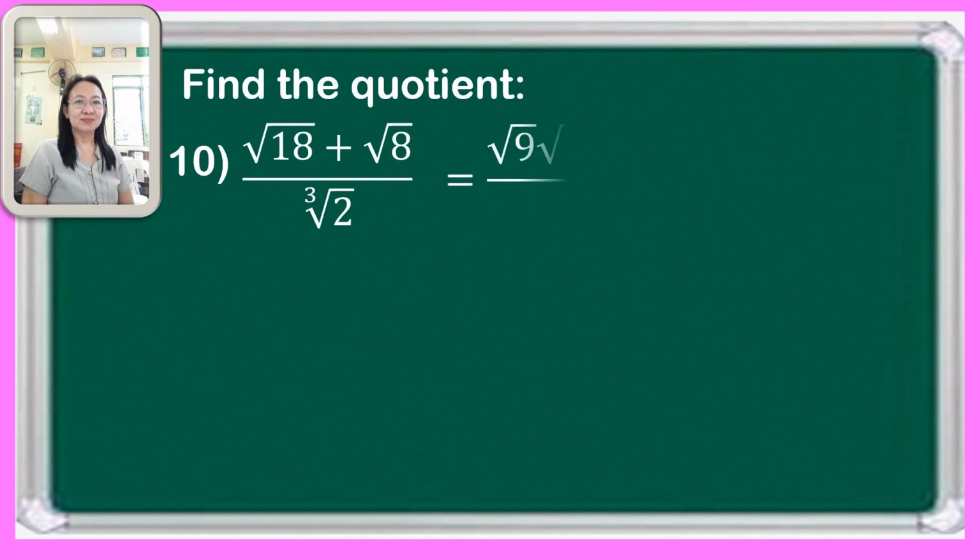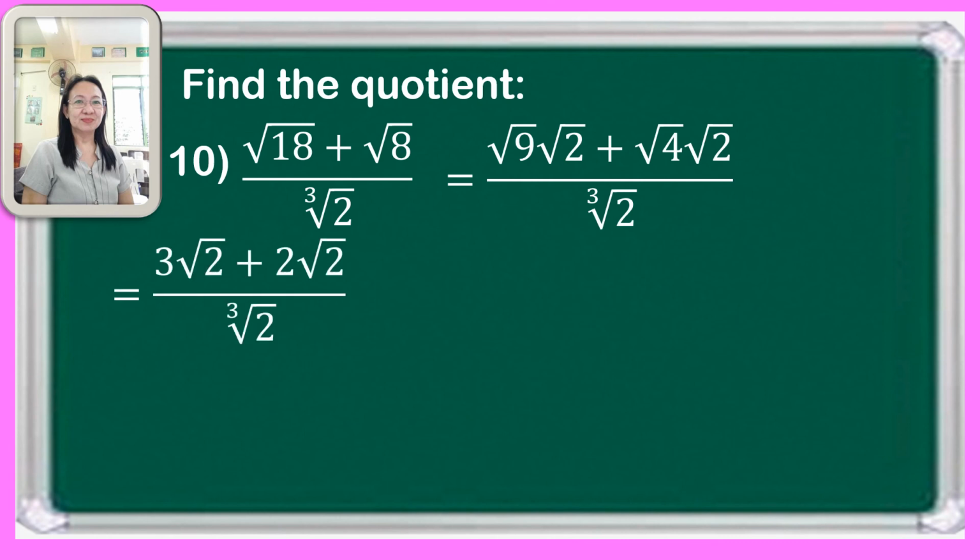Let us simplify the numerator. We have the square root of 18 factored into the square root of 9 times the square root of 2. And the square root of 8 is factored into the square root of 4 times the square root of 2. So getting the perfect squares, we will arrive at 3 square root of 2 plus 2 square root of 2. Observe that these are similar radicals so that we can combine this into 5 square root of 2, divided by the cube root of 2.